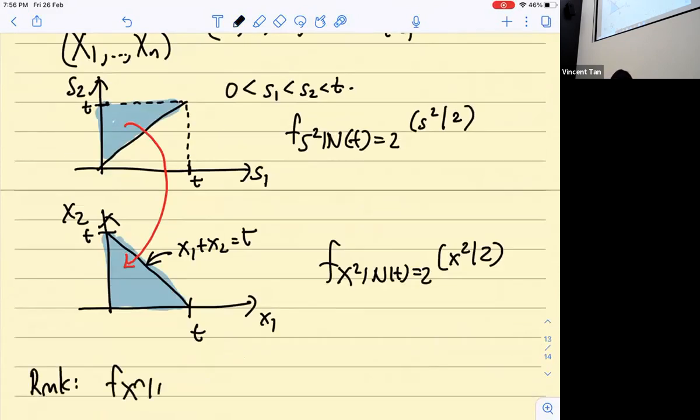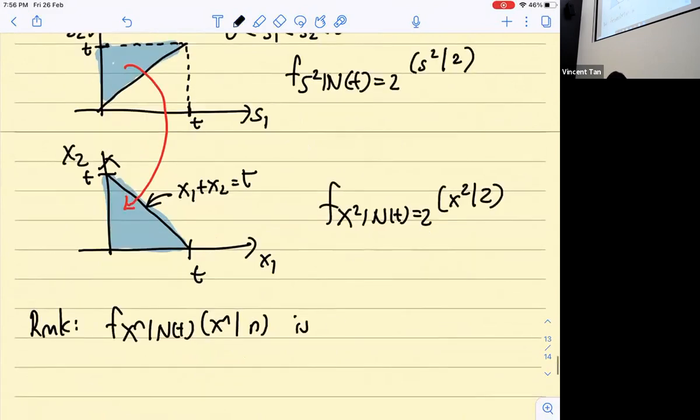F of x1 up to xn given N(t) equals n is symmetric in the x1 up to xn, clearly. So the distribution between two goals, when you walk into the room and you see that there are already 10 goals being scored, the distribution between the third goal and the fourth goal and the seventh goal and the eighth goal is the same. It's symmetric. You can replace 2 by 1 and 1 by 2. You agree? Yeah, good. Super.